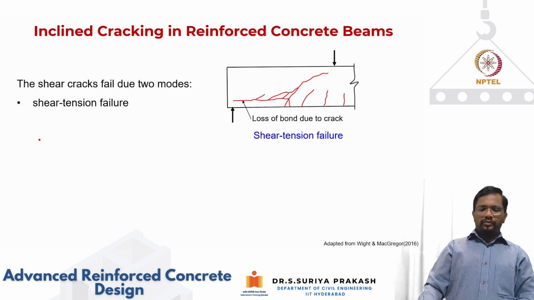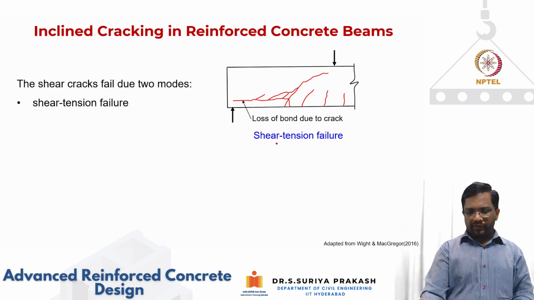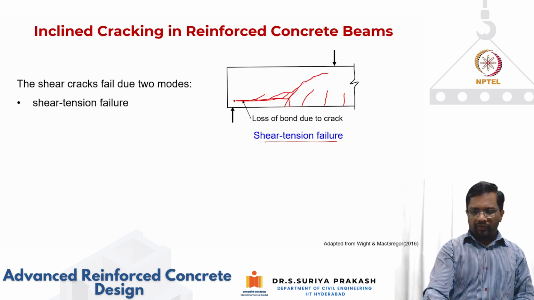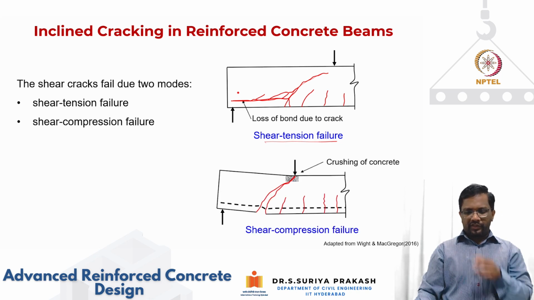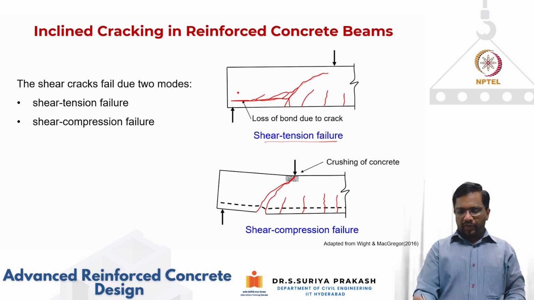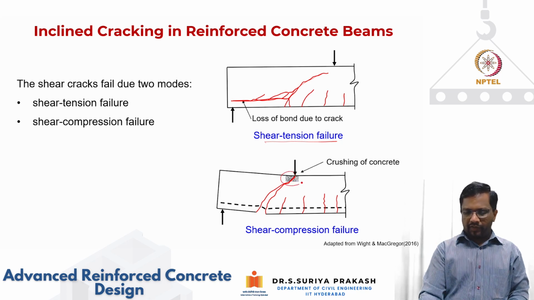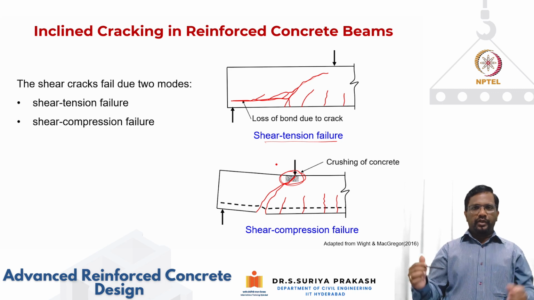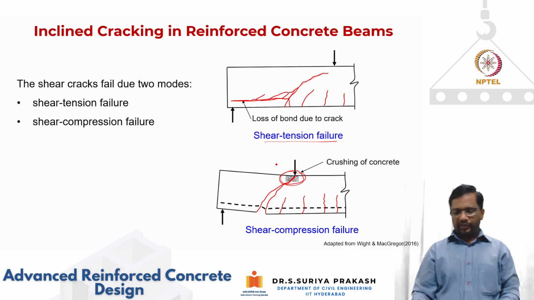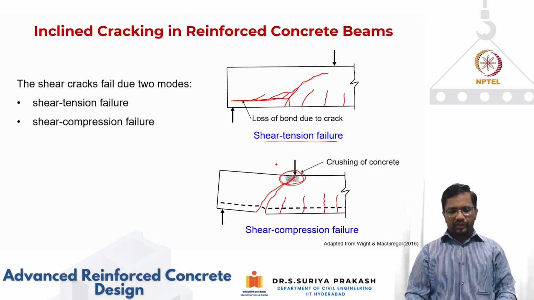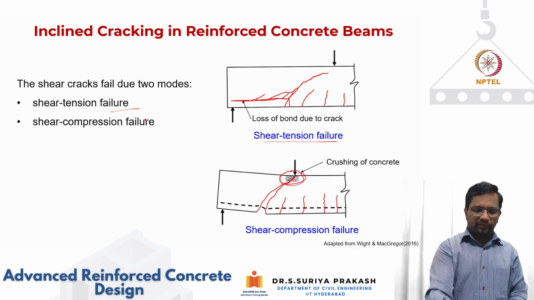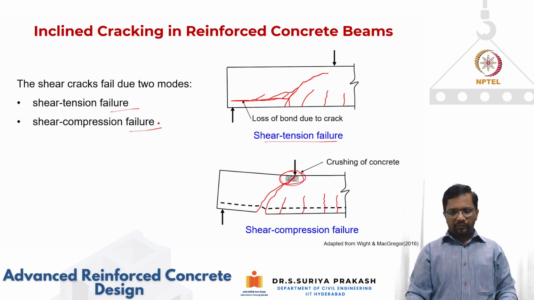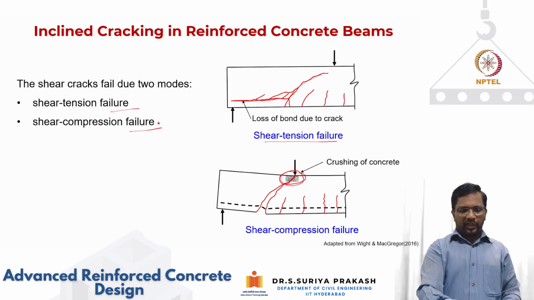Okay, so again, in an inclined crack, you can also have the shear tension failure mode, where the shear crack can go along the length of your rebars, or a shear compression failure mode. When your principal compressive stress reaches the strength of your concrete, then you have local crushing of concrete. So in inclined shear cracking, you can have either a shear tension failure or a shear compression failure. Both are possible.